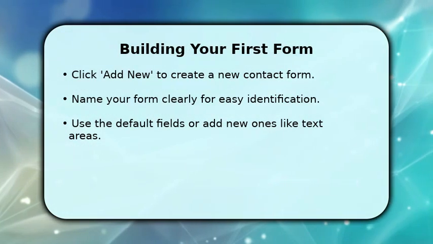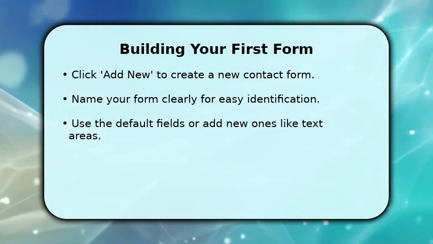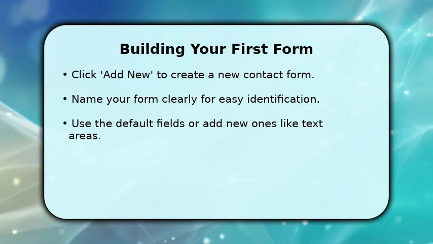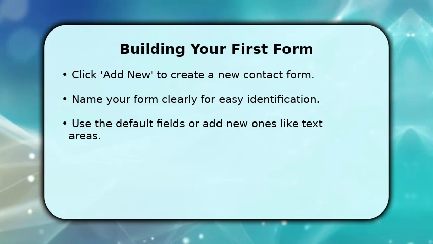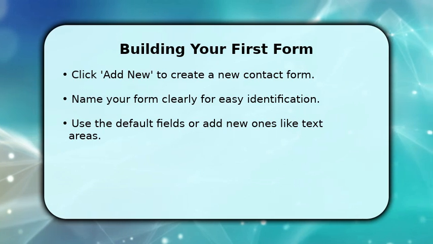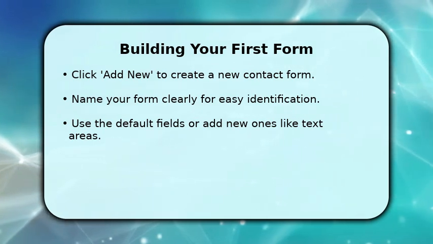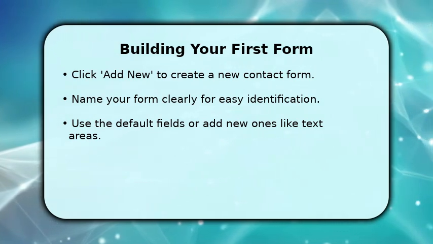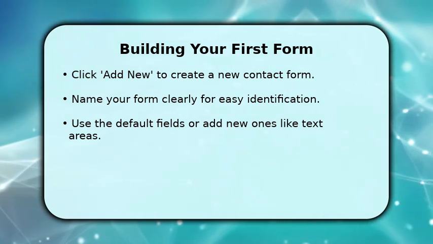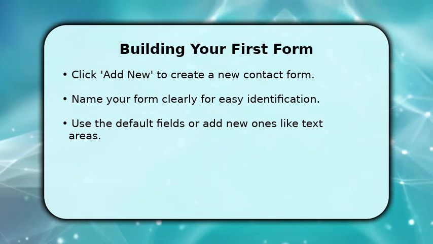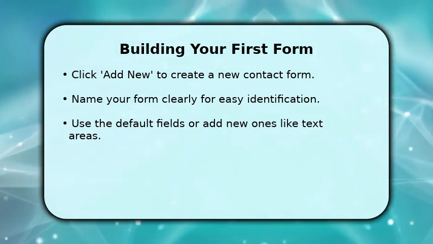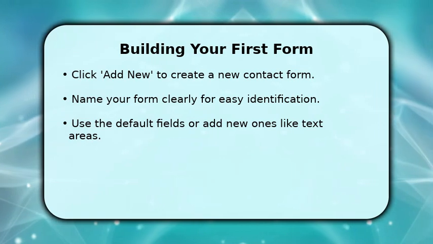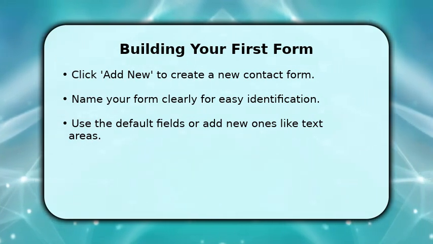Now let's build your first form. Click on Add New under the Contact menu. Give your form a descriptive title, perhaps General Inquiry Form or Feedback Form. You'll see a default form with fields like name, email, subject, and message. These are great starting points. You can easily add more fields, such as a phone number or a drop-down menu, using the tag generators provided above the form editor. It's quite intuitive.